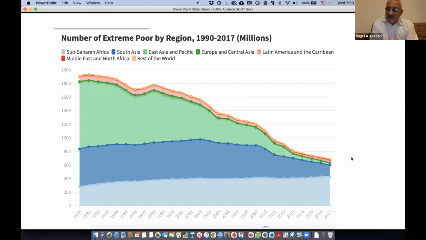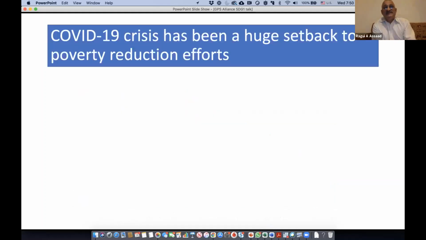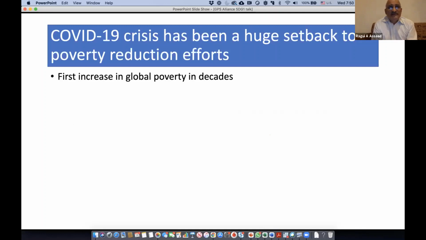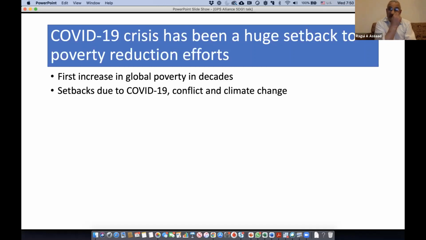So what's been going on this past year? COVID-19 has been a huge setback to the poverty reduction efforts, as we all know. But let me put that in context. It's been the first increase in global poverty rates in decades. So we have had, as you could see, a steady decline in global poverty rates overall, but this has been the first time that global poverty rates have increased in many decades.